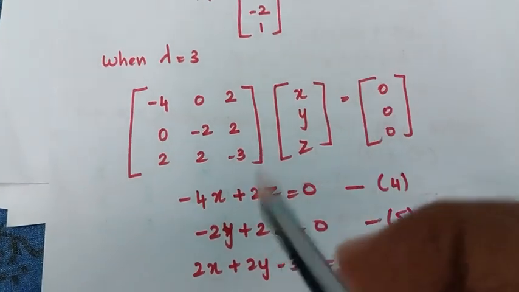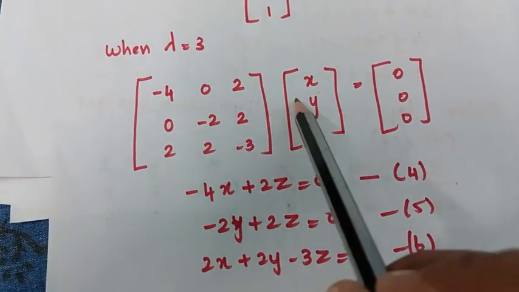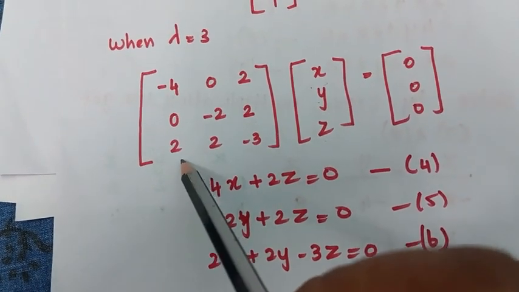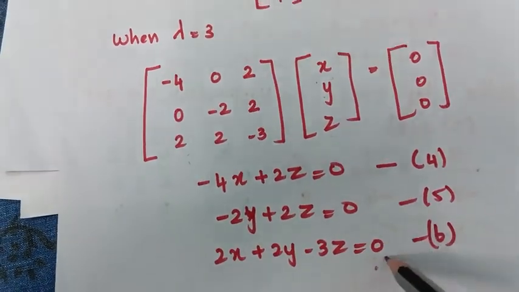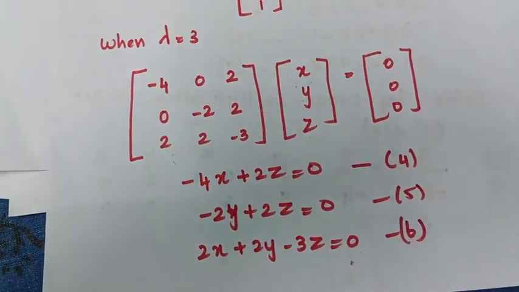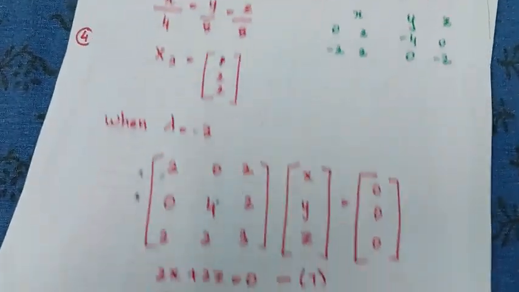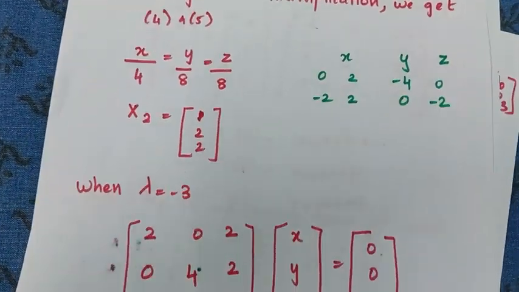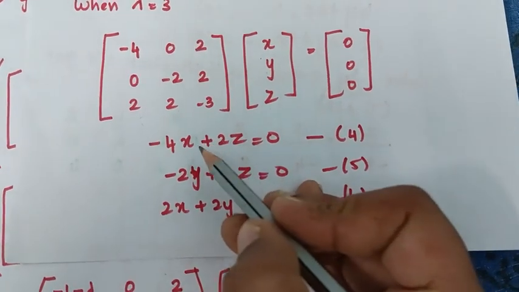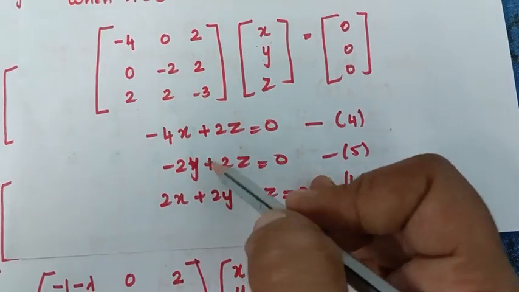Here again you want to reduce: minus 4x plus 2z is equal to 0, minus 2y plus 2z is equal to 0. Similarly here, 2x plus 2y minus 3z is equal to 0. So here also, by cross multiplying, we are going to find the eigenvector. We will take equations 4 and 5 only. So here you see for x, you have only minus 4. So here x is 0. For y, if you take here it is 0, here minus 2.